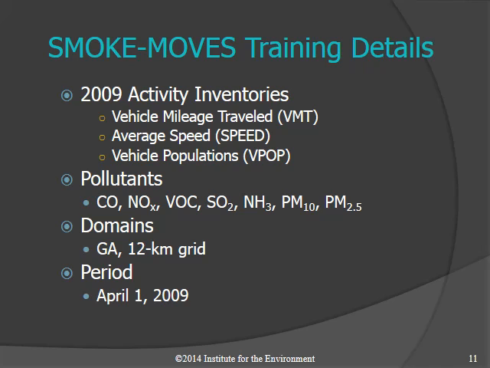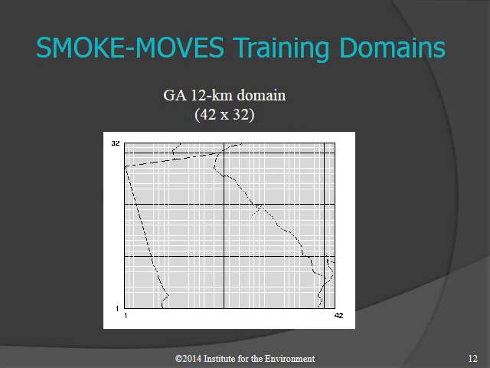The Smoke-MOVES exercises use a different domain and set of input files. For the Smoke-MOVES simulation, you will use year 2009 activity inventories and use Smoke to estimate all of the criteria pollutants over a 12-kilometer domain centered on the state of Georgia. You will run Smoke-MOVES for 1 day, April 1st, 2009. This slide shows the image of the 12-kilometer Smoke-MOVES modeling domain.